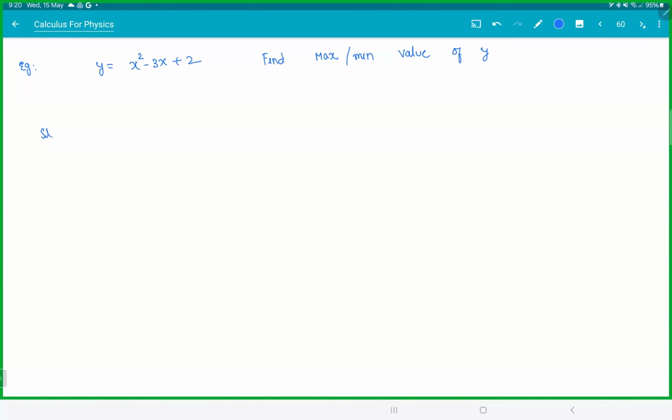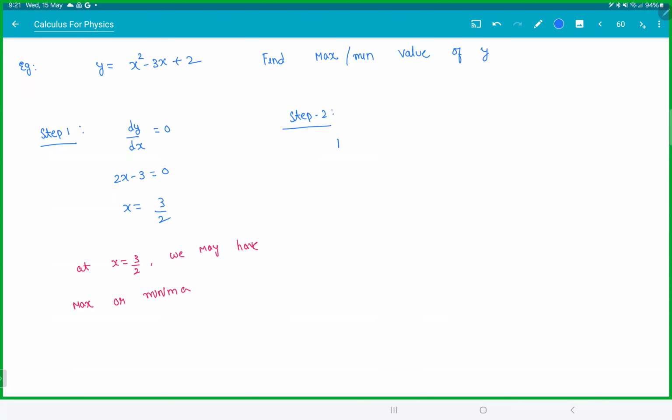Step one, for a maxima or a minima, condition one is dy by dx should be 0. So dy by dx is 2x minus 3 is equal to 0. x is equal to 3 by 2. What does this mean? This means at x is equal to 3 by 2, we may have maxima or minima. I don't know, because for both of them the condition is the same. Are you getting it? The meaning of the differential is that at x is equal to 3 by 2, the value is going to maxima or minima.